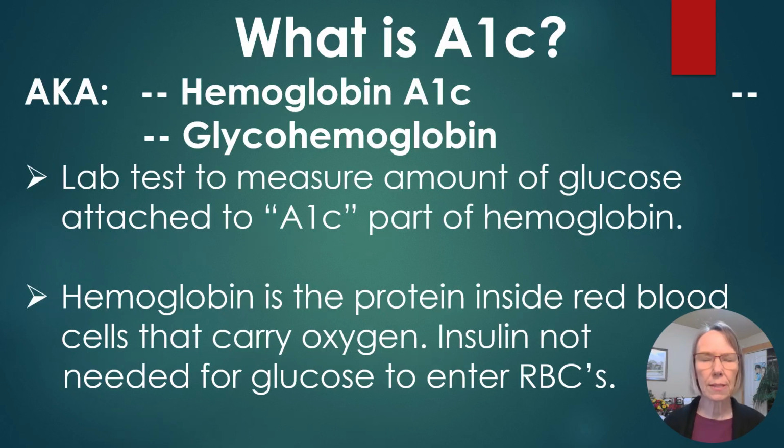A1c, which I'm going to start with, also known as glycohemoglobin or hemoglobin A1c, is a pretty slick test. It actually gives a reflection of average blood sugar over the last 3 months, roughly. Hemoglobin is the protein that lives in our red blood cells that carries oxygen, and there's a small portion of it that's called an A1c.